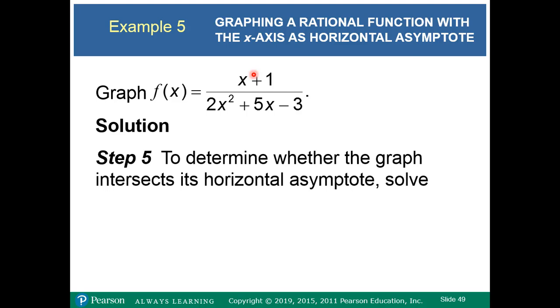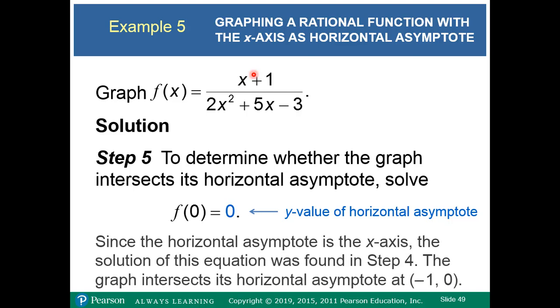Now, to determine whether the graph intersects the horizontal asymptote, we're going to solve f of x equal to 0, the y value of the horizontal asymptote. So what we're going to do is find out if it intersects the horizontal asymptote at all, and see if there is an x value that makes it 0. So since the horizontal asymptote is the x-axis, the solution to this equation is when y is 0. Okay, so the solution of this equation found in step 4. Okay, that's what we found. The graph intersects its horizontal asymptote at -1, 0.